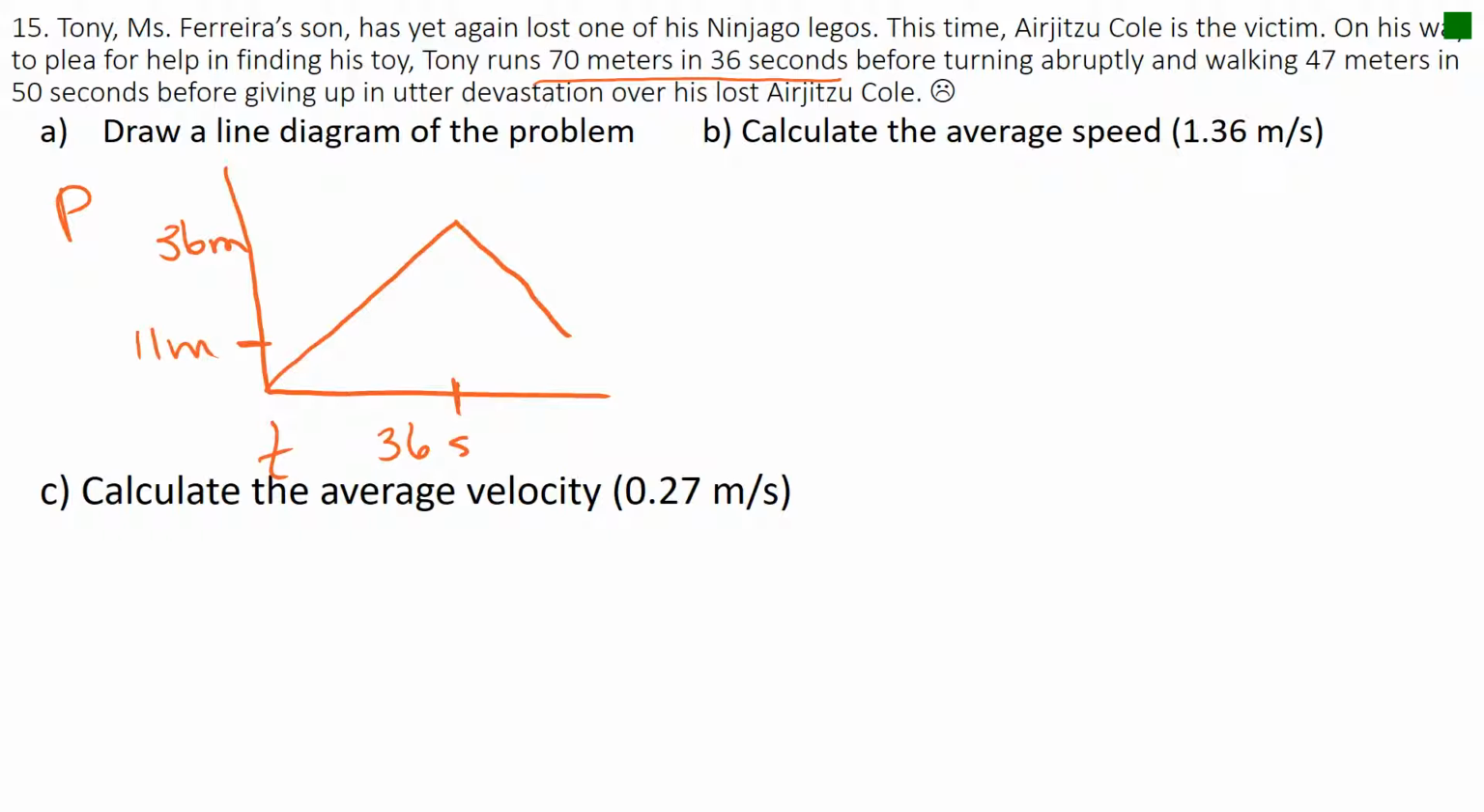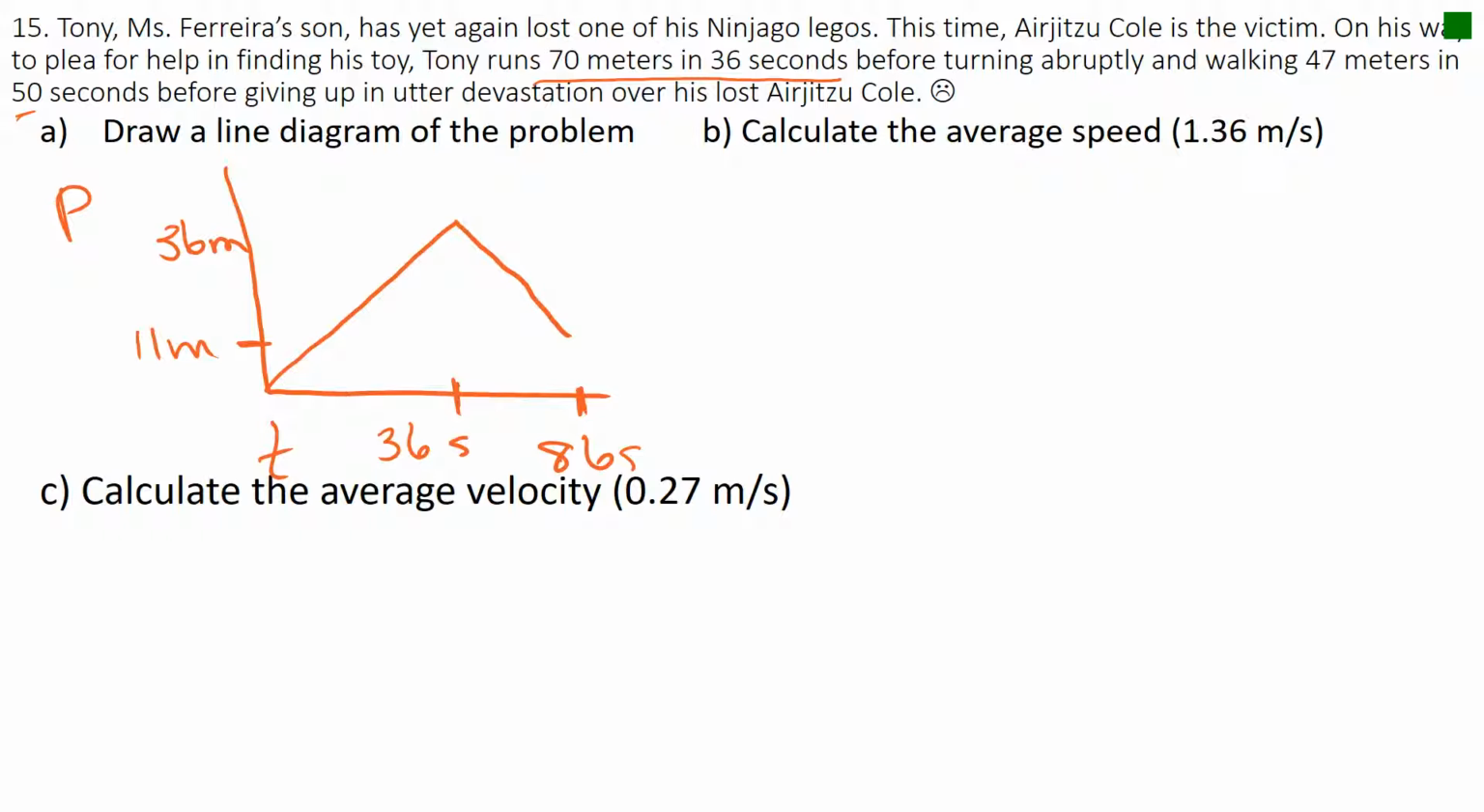And so it takes him 50 seconds to get there. So 36 plus 50 is 86 seconds. So when he is done with his little whatever, it's been 86 seconds: 36 seconds to go 70 meters, and then 50 seconds to go 47 meters. Wow, we need to get him on the Olympic committee or something.